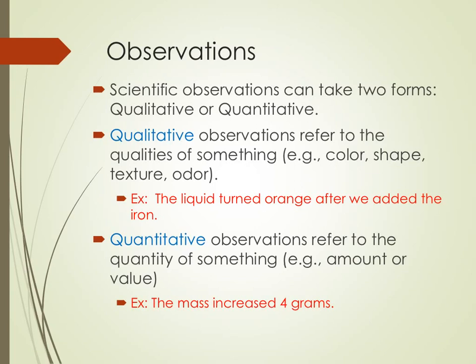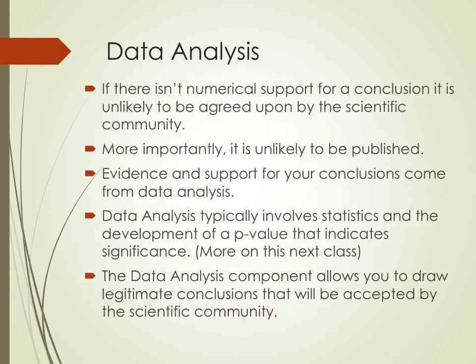Observations, just a little bit of vocab here. Scientific observations could be qualitative or quantitative. Of course, the term qualitative references qualities, and quantitative references quantities. Qualitative observations are color, shape, texture, something like that. Quantitative refers to the quantity or the count. Really, you're just looking for a number. Quantitative observations involve a number. Qualitative observations are just going to be some kind of quality. Color is a good example of that.